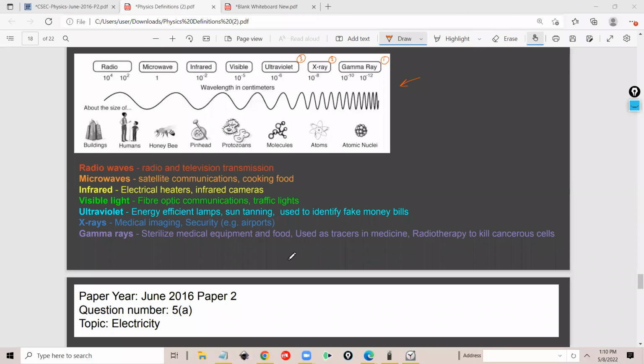All right, so let's learn off the uses. And of course, you just have to basically remember the order of the electromagnetic spectrum. Gamma has the smallest wavelength, but the highest frequency, while radio waves have the largest wavelength. Sorry, and the smallest frequency. Wavelength and frequency are opposites in the electromagnetic spectrum.